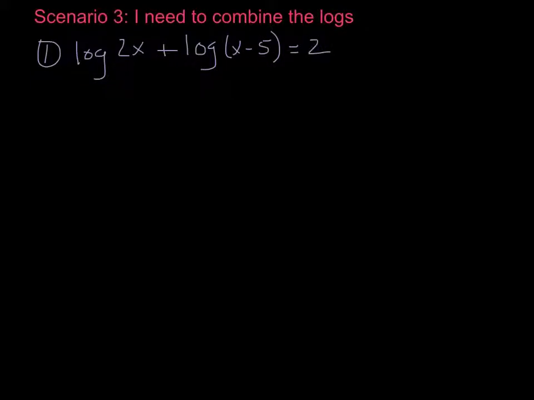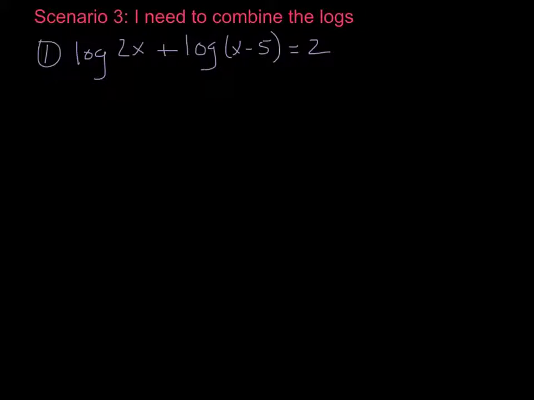Now there's two logs here, so I might start to think about canceling them, but the problem with that is they're not on opposite sides of the equation. And you say, well, I could get them on opposite sides. Maybe I could subtract the log here and put it over here, but then I still have that 2 to worry about, and so that sort of complicates things.